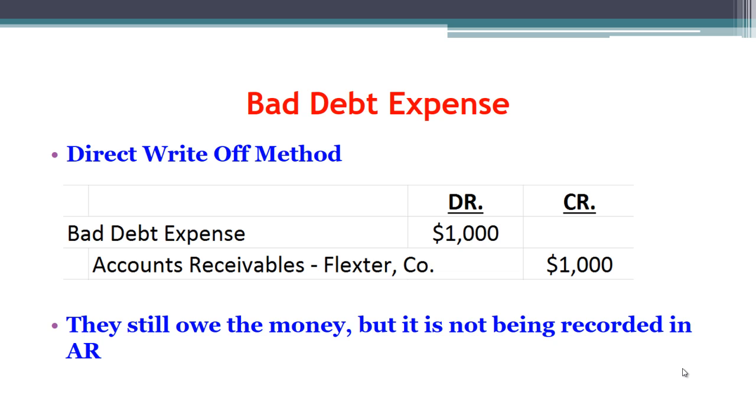Now, the important thing to note here is that the customer is not off the hook. They still owe the money. So just because we credited accounts receivable for them does not mean that they no longer owe us the money. We're still recording it somewhere. We have collection history somewhere. We're just taking it off of the balance sheet, off of the asset.